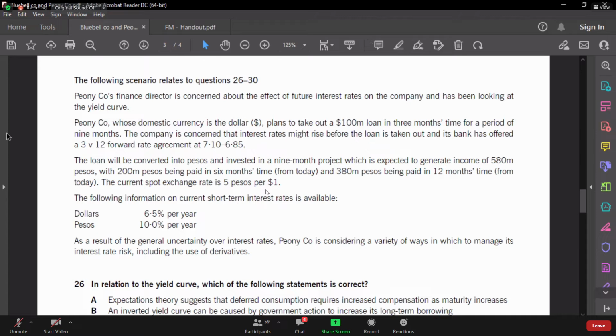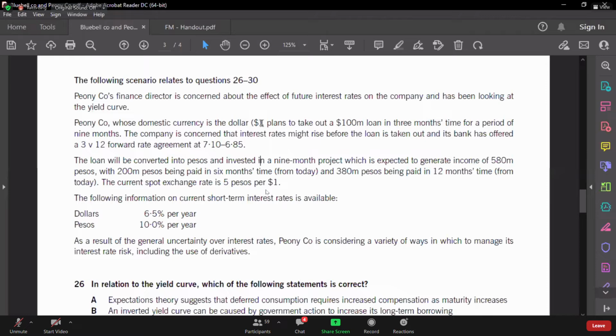What does this mean? 3 versus 12 means what? It is starting in 3 months' time and it is for a duration of 9 months. That is 4, 5, 6, 7, 8, 9, 10, 11, 12. Right? This is how you recognize the forward rate agreement. And they've also given you the interest rates, 7.1% to 6.85%.